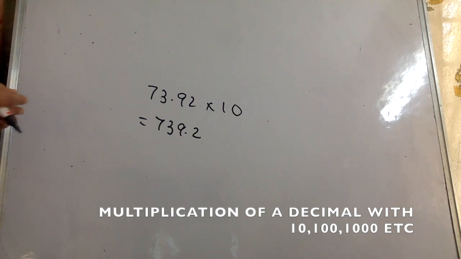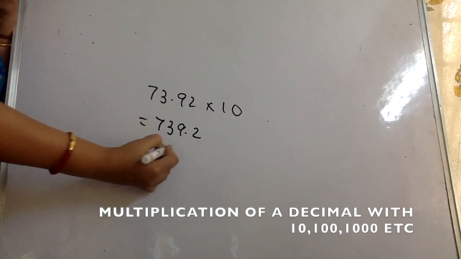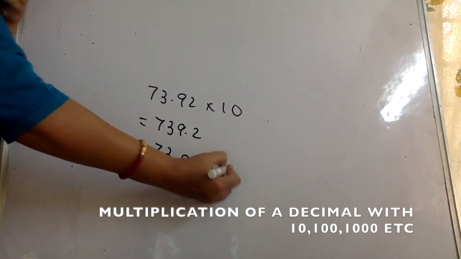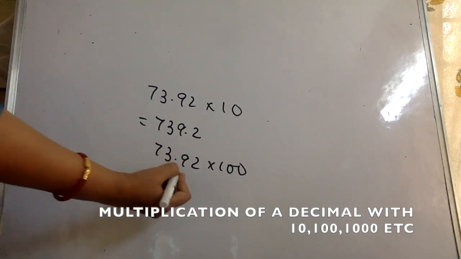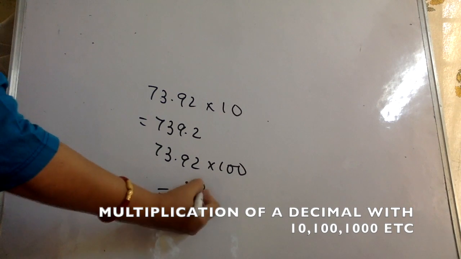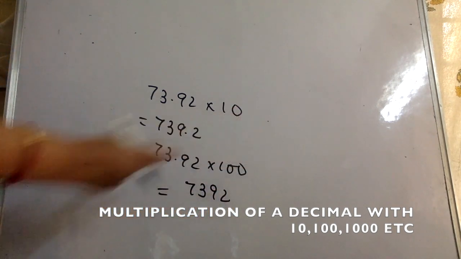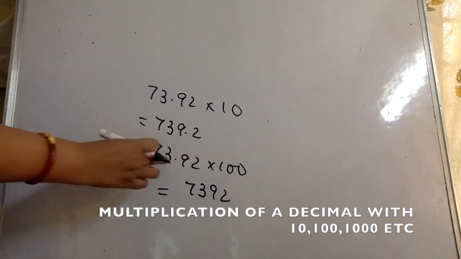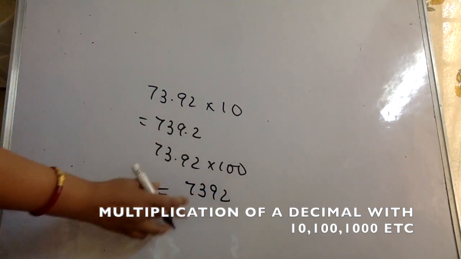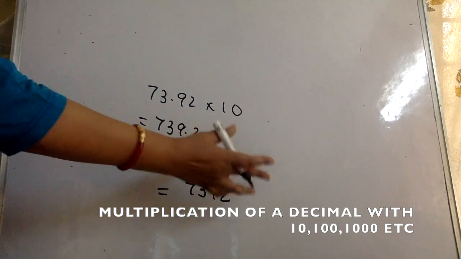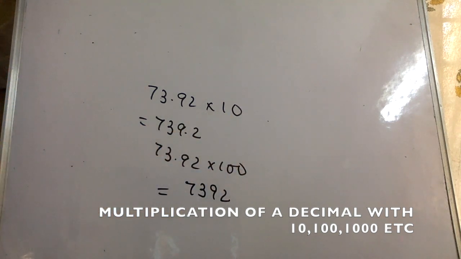Now let me take the same number, but now I'll multiply with 100. Now let's see what happens. Here I get 7392. That is, it has shifted two places, and when it goes behind the last digit, it is not seen anymore, because it is basically 7392.00 now, so we can't see it anymore. We don't have to put the point.